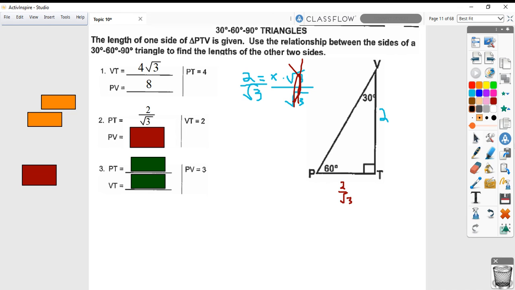PT. Now, the next thing we're looking for is going to be the hypotenuse, PV. Now, we know that the hypotenuse, according to that formula that we just wrote down a second ago, is going to be 2 times the shorter leg, right? Well, the shorter leg is 2 over square root of 3. So if we're multiplying, you can treat it like a fraction and put it over 1, and then you can clearly see that you're just going to do top times top and bottom times bottom. 1 times square root of 3 is still just square root of 3.